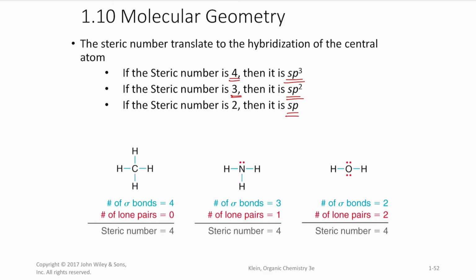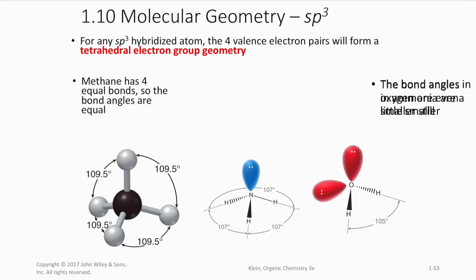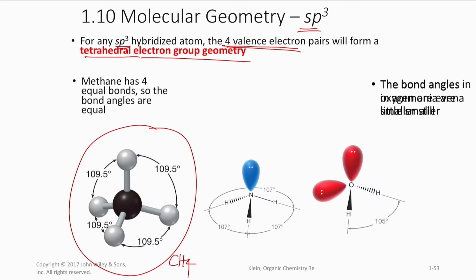Now, why is understanding hybridization important? Because every time you come across a steric number, you know the hybridization corresponding to it, so it's easy to find out the hybridization. For example, we can simply write that all these three have the same sp3 hybridization, even though they do not have the same number of bonds. Now let's talk about the molecular geometry of sp3 molecules. Any sp3 molecule, which has 4 valence electron pairs, will always form a tetrahedral electron group geometry. For example, CH4 has a tetrahedral structure.